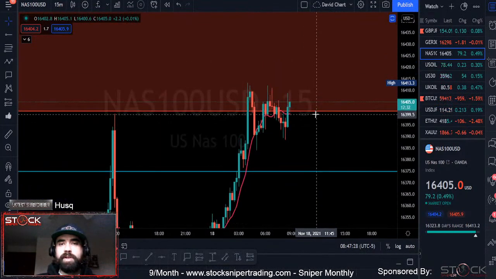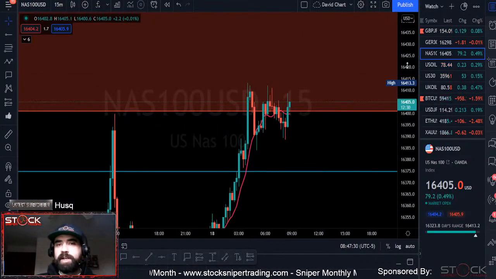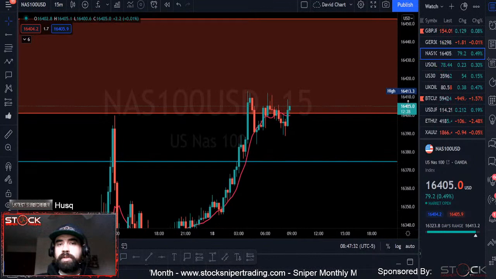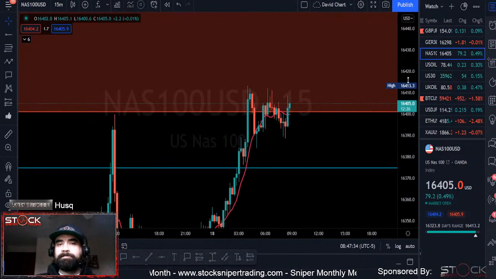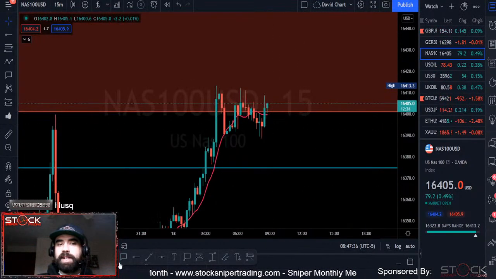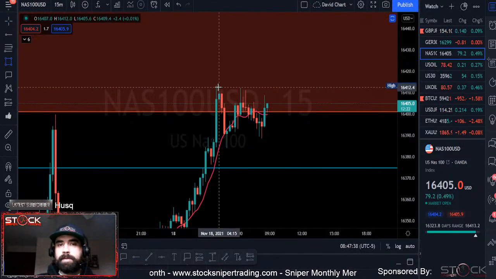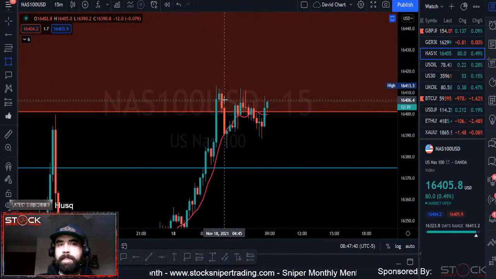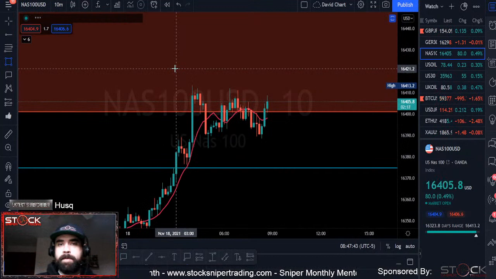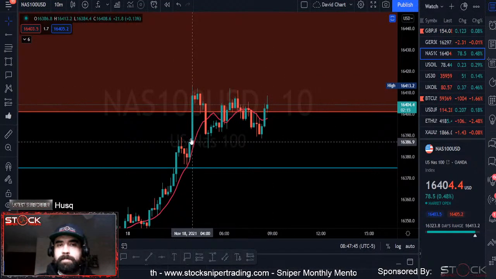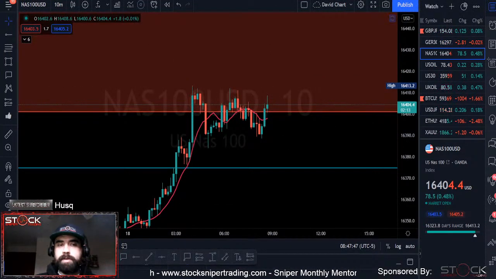Okay, no divergence there on NASDAQ. Look at where we're at, guys. NASDAQ can go very bullish. 15-minute NASDAQ. Okay, so found support here.